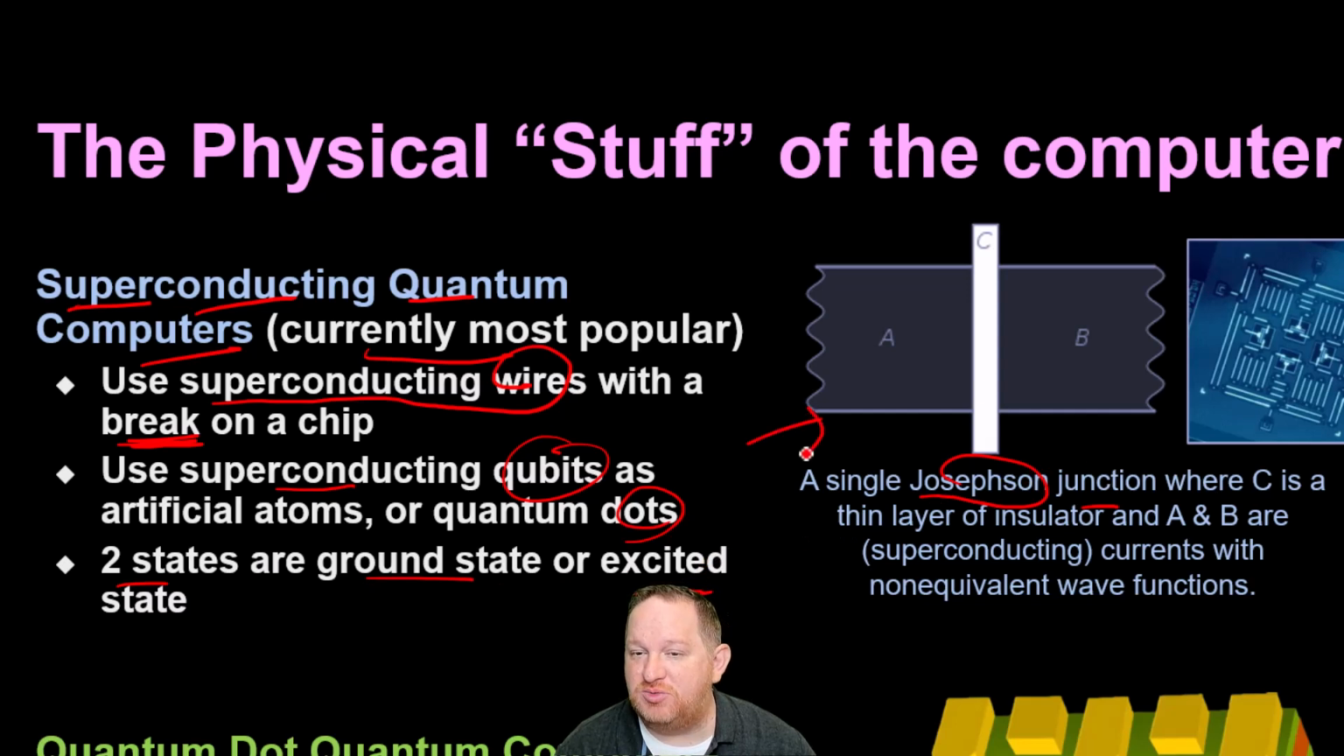So here's a prime example. Here's a Josephson junction. C is a layer of insulator. A and B are superconducting, right? Now, they don't have equivalent wave functions, right? So they're in different quantum states. And then what we have is the ability to then measure the output and see if we are ground or excited. Here's what one of those actually looks like that was made.